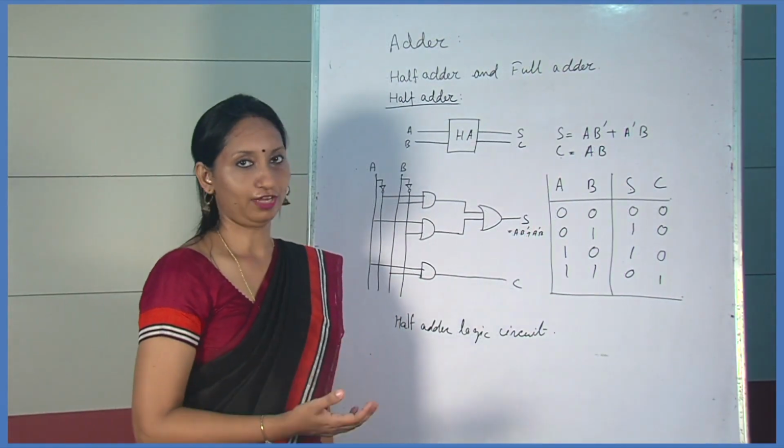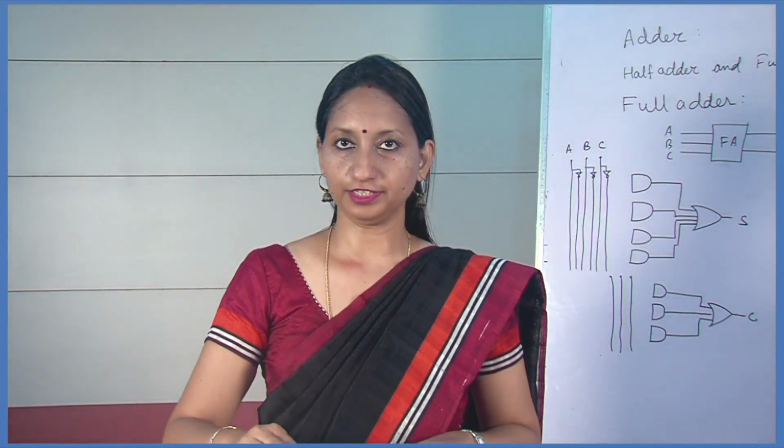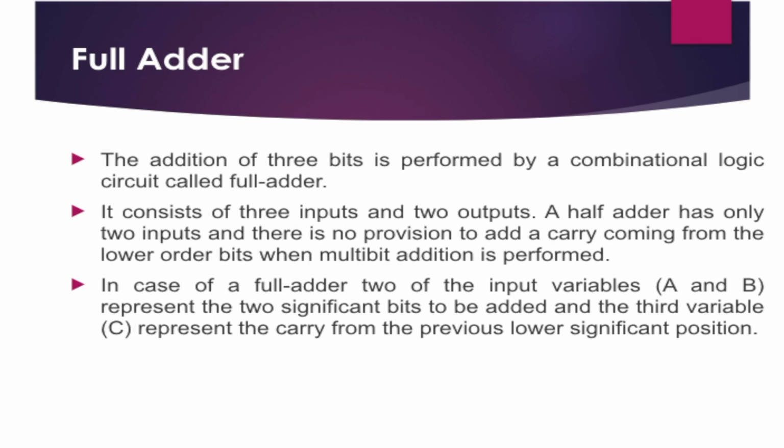Next we will see the full adder combinational circuit. A full adder combinational circuit is a circuit which adds 3 bit binary inputs, and there are 2 outputs, sum and carry. The 3 inputs consist of A and B, which we have already seen in the case of the half adder, and the third input is the carry coming from the lower order bits when multi-bit addition is performed.